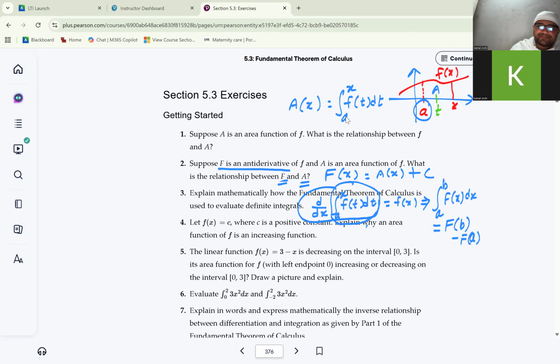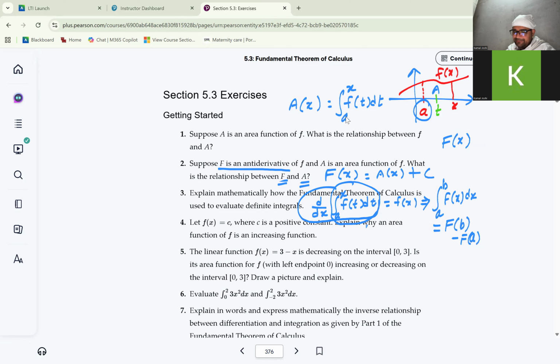I'll not go into more detail here. You can use the definition of the derivative on the function F of x to prove this fact, using the fundamental theorem of calculus. I think that is too much theory right now. Let me skip that. Next one.